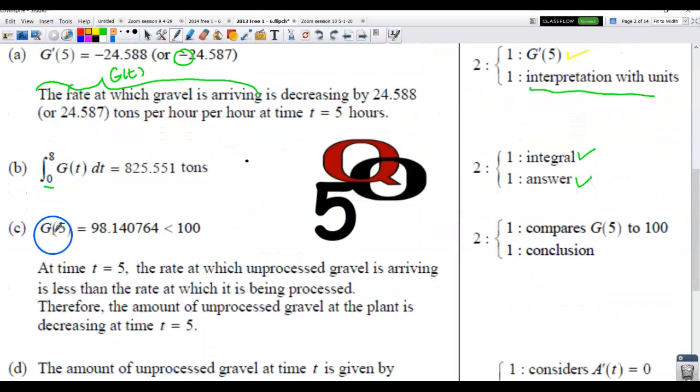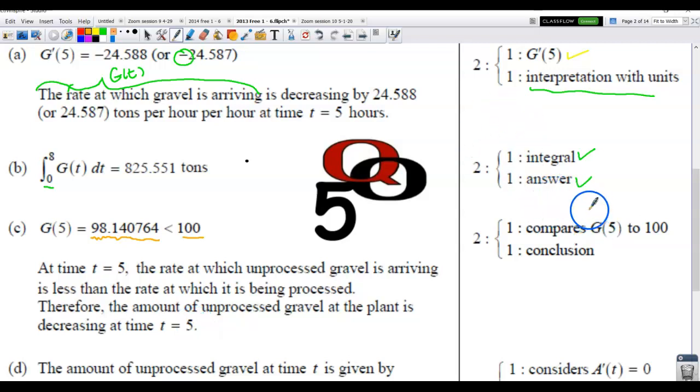We're going to take a look at G of 5, which means we're going to go directly to the calculator. We're not going to do a G prime because G is a rate, and G of 5 is 98.140764. And remember, the processing rate was 100, and since 98.140 is less than 100, then at time t equal to 5, the rate at which unprocessed gravel is arriving is less than the rate at which it is being processed. Therefore, the amount of unprocessed gravel at the plant is decreasing at time t equal to 5. In other words, we're processing it faster than we're bringing it in, so the amount of unprocessed gravel is decreasing.